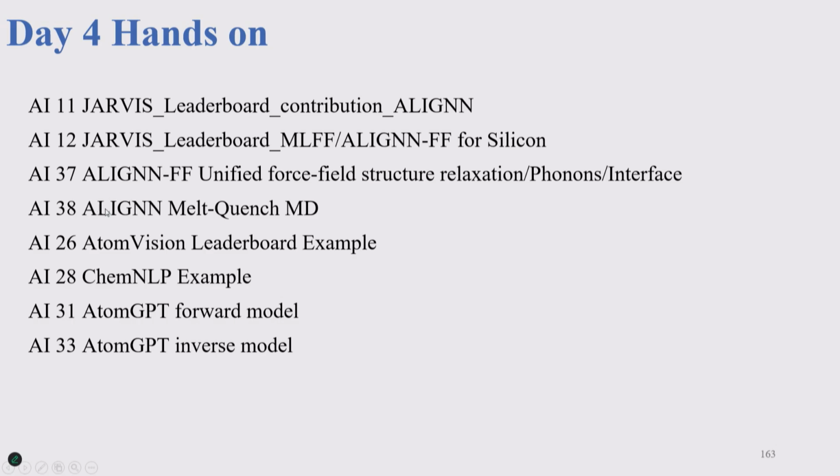And there was some interest in melt quench simulation, amorphous materials. So we'll show that. Atom vision, computer vision, ChemNLP, AtomGPT, forward and inverse model. Even if you did not complete over time, then at least you can go on your own. There are notebooks and everything should be available. So let's start with AI 11, 12.